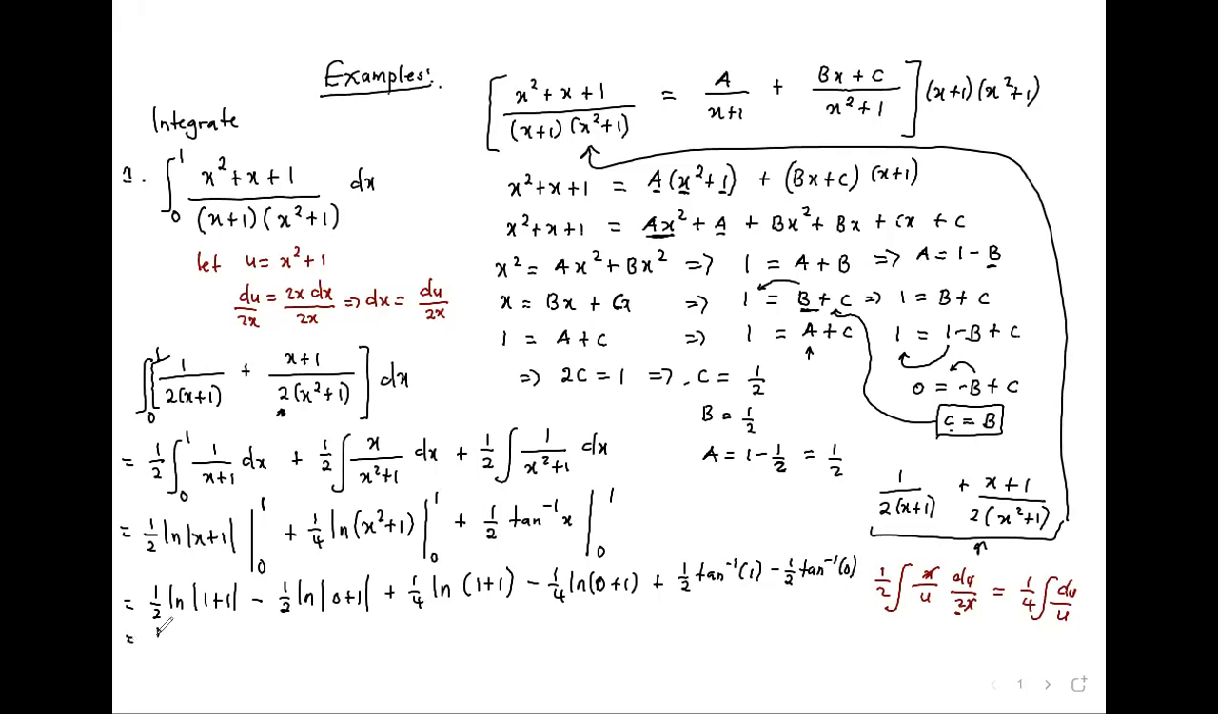1 plus 1 is 2. So we have half ln 2. Since it's positive, no need of modulus. Minus half ln 1, plus 1 over 4 ln 2 minus 1 over 4 ln 1. What is tan inverse of 1?